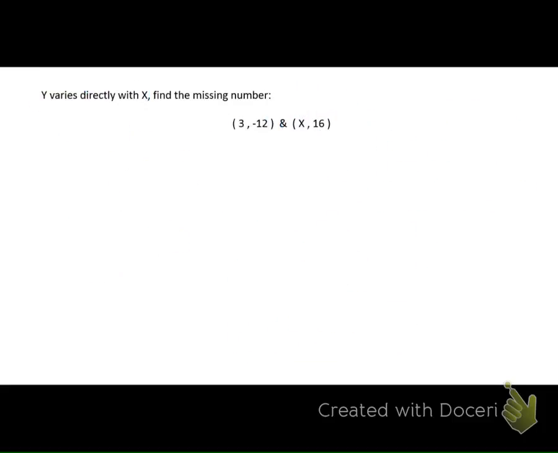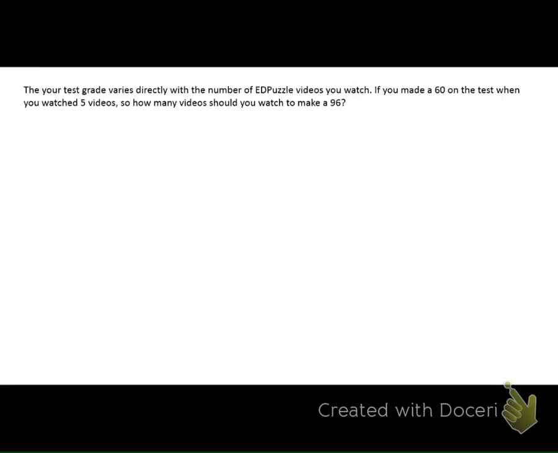But what if I don't have points? What if I have a word problem? So here we have one that says your test grade varies directly with the number of Edpuzzle videos that you watch. Well, I see a key thing. I see my "varies directly." That means y always comes first. So my test grade is y, and that means the number of Edpuzzle videos is my x. That's very important because that's going to let me know what I have so I can start doing some of the math. If you made a 60 on the test when you watched 5 videos, how many videos should you watch to make a 96?